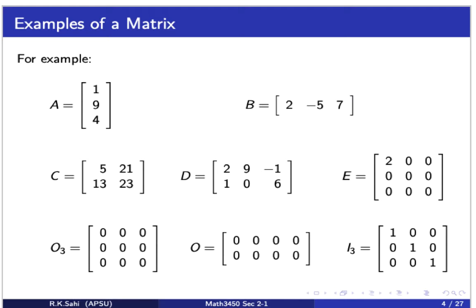Okay. Then let's look at C. We have 2 rows, 2 columns. D has 2 rows but 3 columns. Now let's look at E. E has 3 rows and 3 columns. Similarly, O subscript 3.